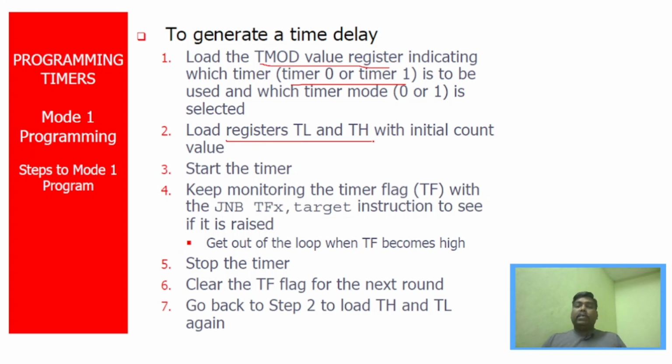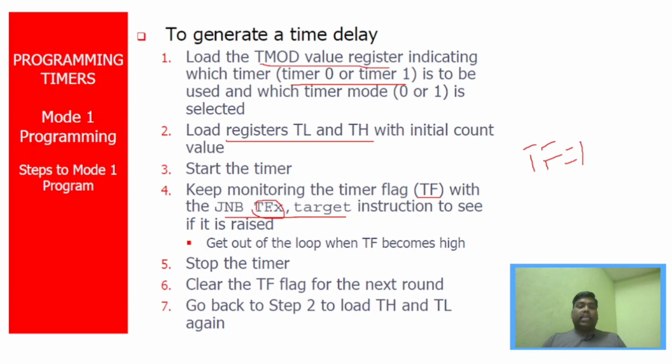Now what will happen is this operation has to continue until the TF flag becomes 1. When the TF flag becomes 1, we will repeat the operation. I have already explained this particular step in previous videos. We will continuously monitor this TF flag. So what is the operation we'll use? Jump if not bit. What is jump not bit?